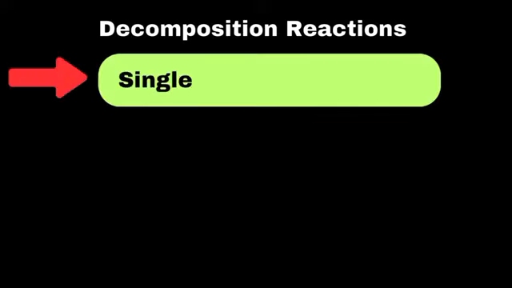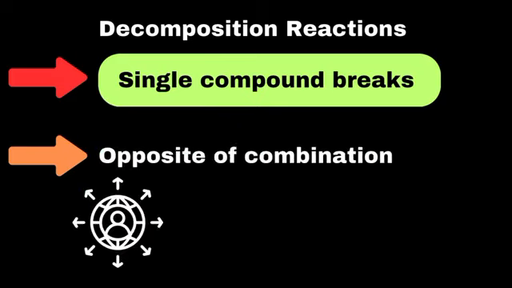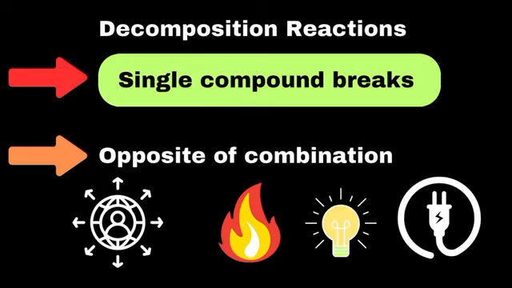Now let's move towards decomposition reactions. In a decomposition reaction, a single compound breaks down into two or more simpler substances. This type of reaction is the opposite of a combination reaction. Decomposition often requires an external source of energy, such as heat, light, or electricity.